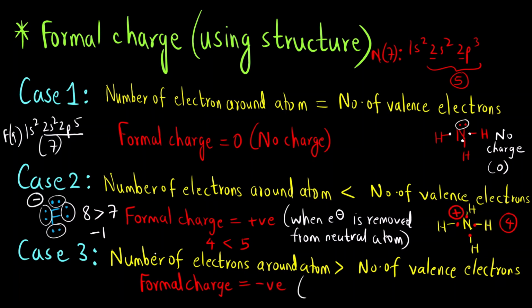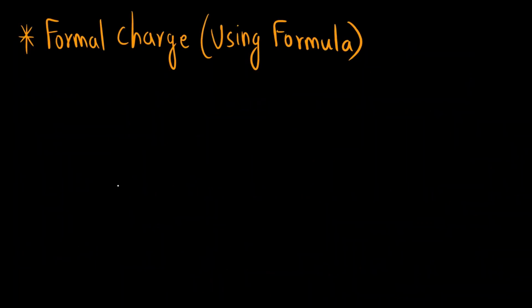Okay, how do we get that it is a negative charge? Because when electrons are added, an atom acquires a negative charge. When an electron is added to the neutral atom, it gets a negative formal charge. Okay, this was the last case, where the total electrons around the atom are greater than the valence electrons. Now let us see the second method, that is using the formula.